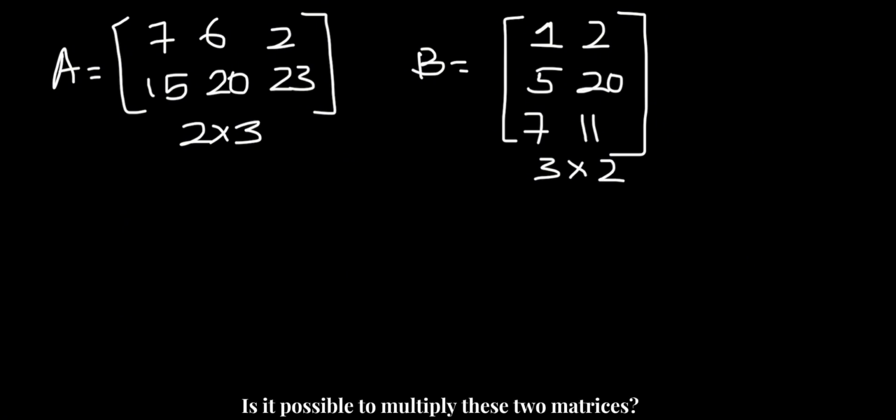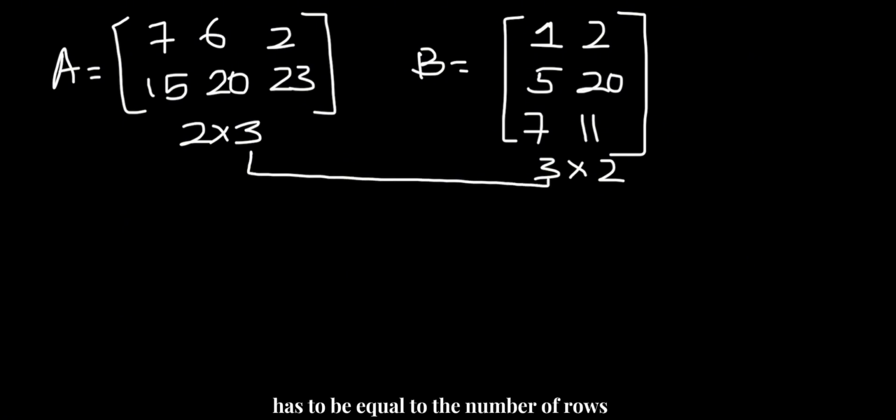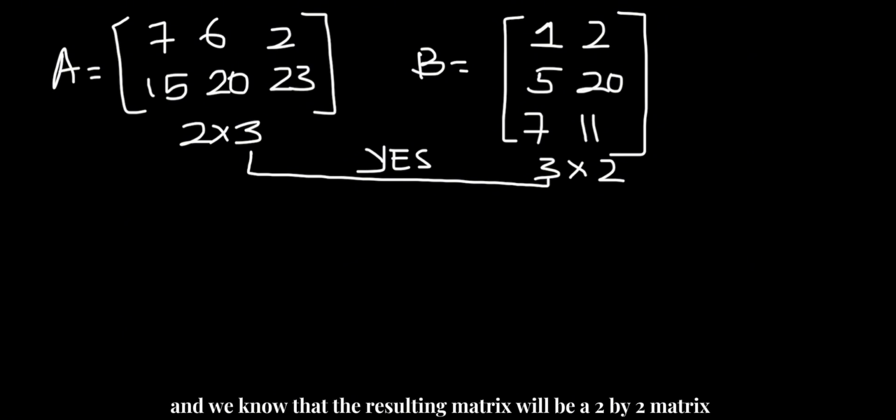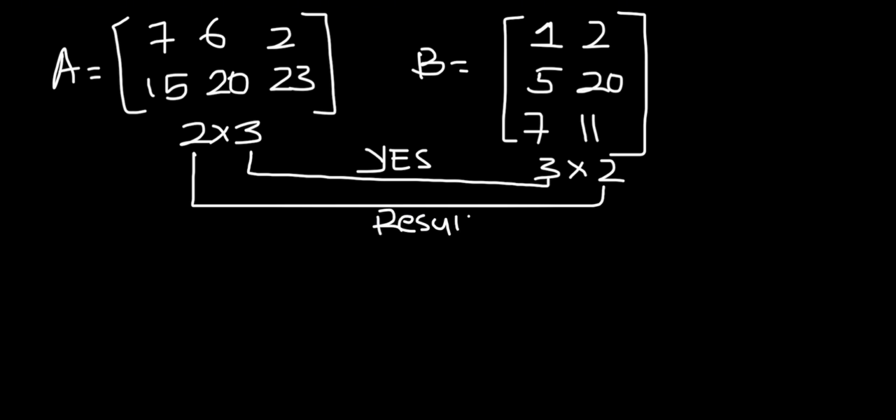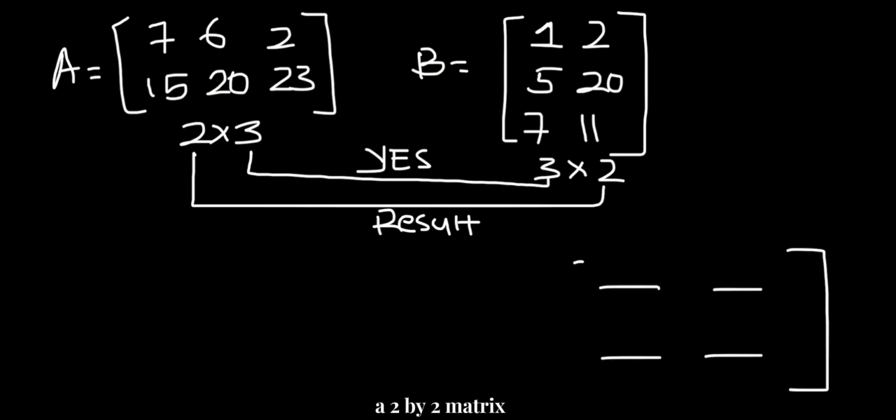Is it possible to multiply these two matrices? The answer is yes. In order to multiply two matrices, the number of columns of the first matrix has to be equal to the number of rows of the second matrix. So this determines that yes, it is possible to multiply the two, and we know that the resulting matrix will be a 2 by 2 matrix.